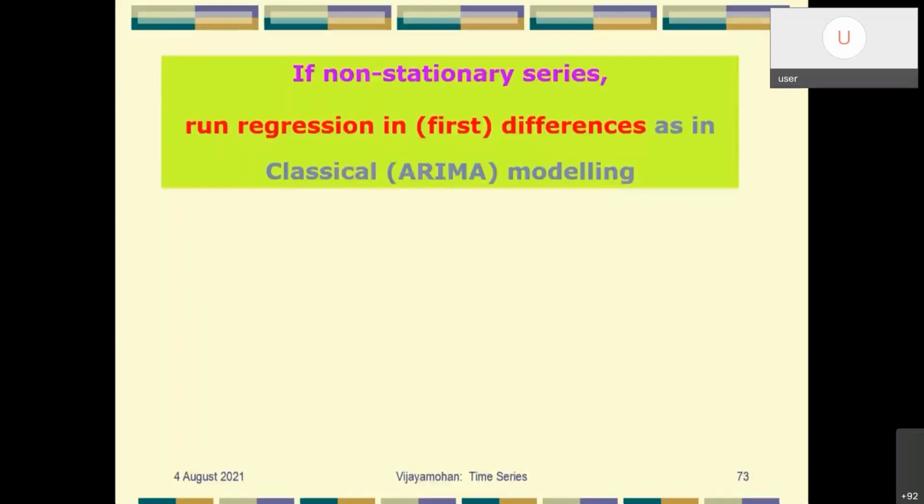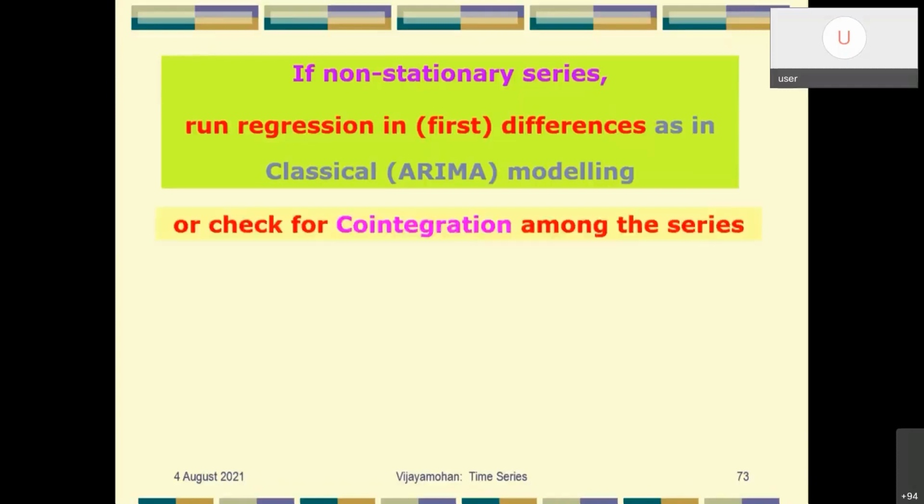So in general, if we have a non-stationary series, then we have to run the regression in first differences. And this is the procedure used in the classical ARIMA modeling. So they see whether there is a unit root in the series, and if there is, then they will difference the series, and on the differenced series, they will do the estimation in terms of the ARIMA. Or we have another method, that is we check for cointegration among the series, because we have some problems with the difference.